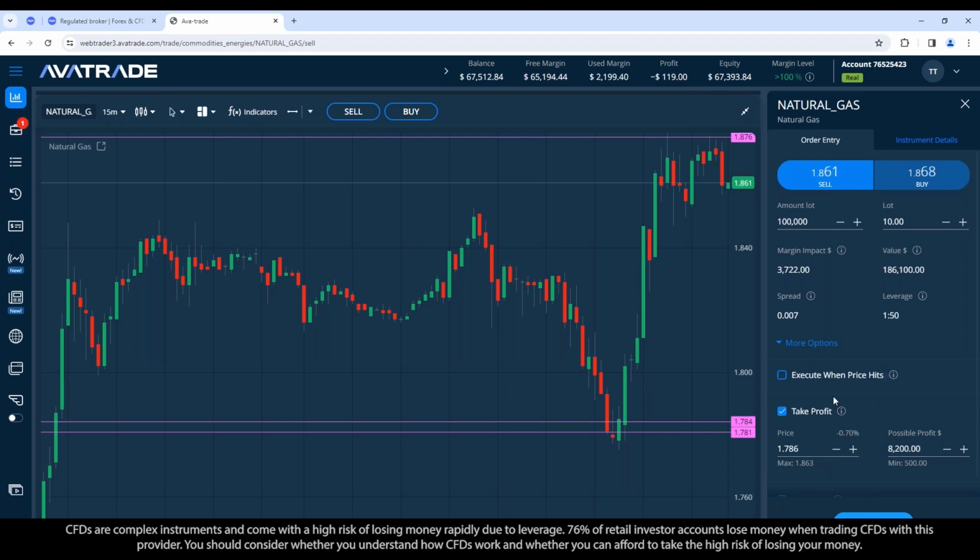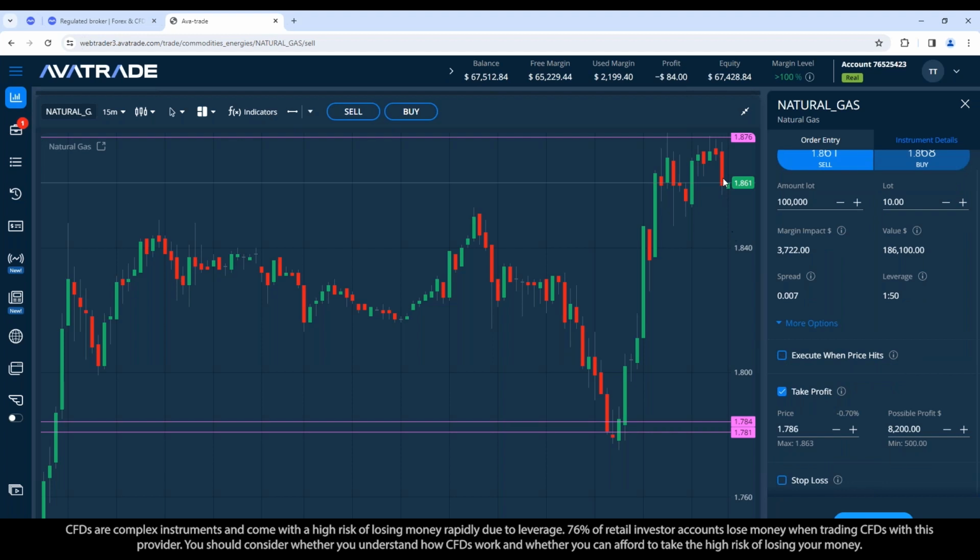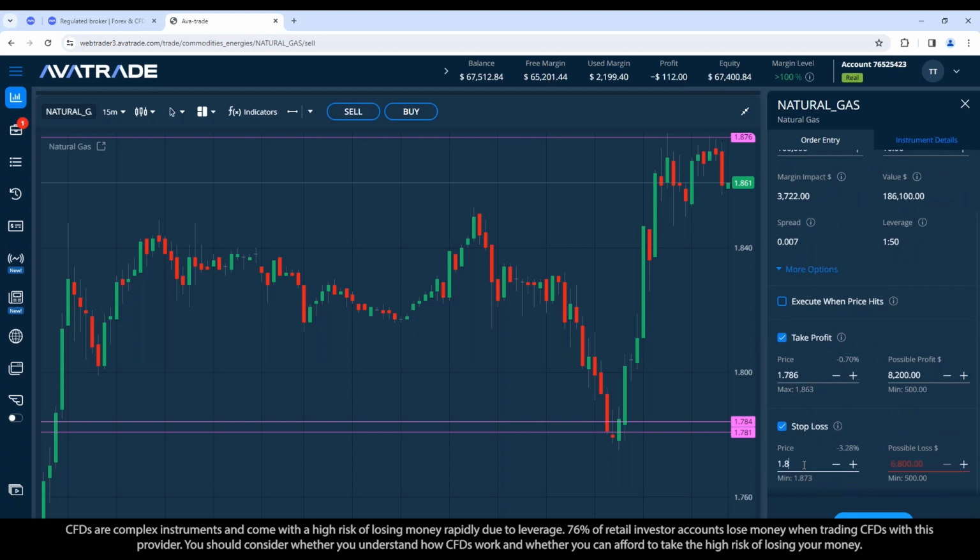So potential profit 8,200. Stop loss, I would get above today's high, would make sense. If it breaks above today's high, then maybe we accept that we're wrong on this move. So 1.89 or 1.90 for the stop loss to get above today's high. Okay, so risking 3,200 to make 8,200. So the technical analysis gets me an opportunistic potential take profit compared to risk.